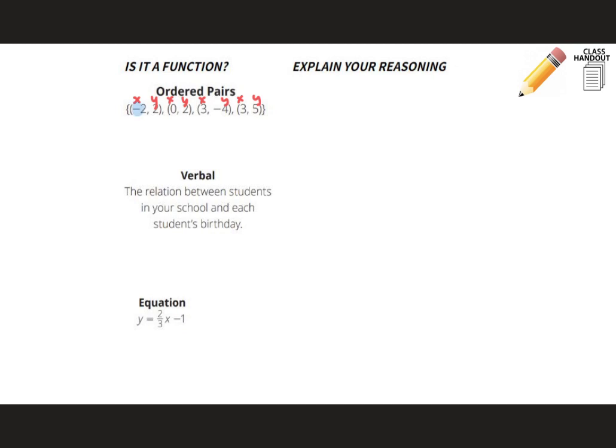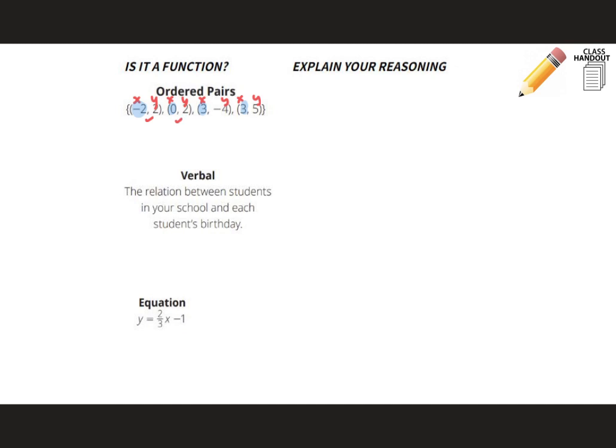So looking at -2, according to my first ordered pair, that maps to 2. Now I'm going to look at my other x values and see if there are any other -2's. Since there aren't, we know that that pair is okay. So far, this is functional. Next x value, I see 0, and that maps to 2. Looking at my other ordered pairs, I don't see a 0, so this ordered pair is functional so far.